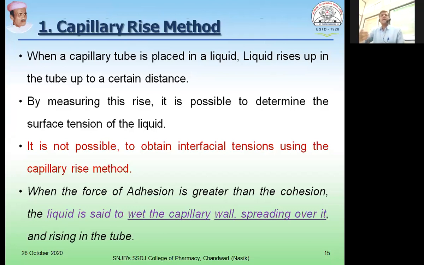So how much rise is there of a liquid into the given capillary tube? By measuring this rise, it is possible to determine the surface tension. So the height up to which liquid rises into the capillary has a direct connection with the surface tension of the liquid which is under study. However, the drawback of this method is that the capillary rise method cannot be used for determination of interfacial tension. So it is solely a method for determination of surface tension.